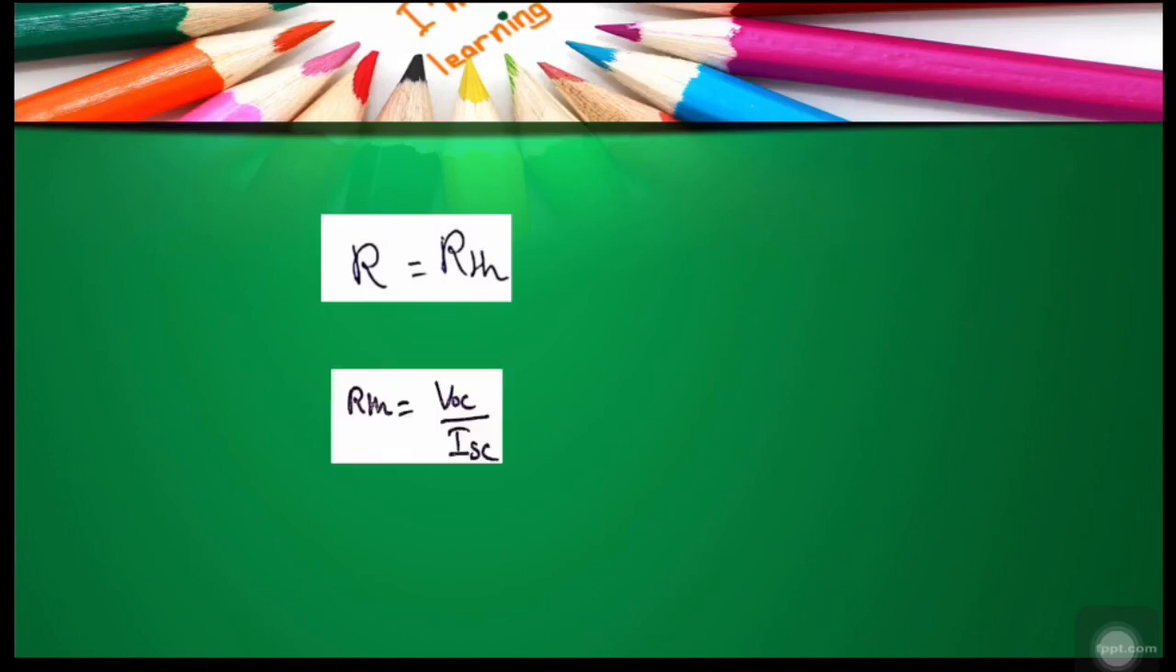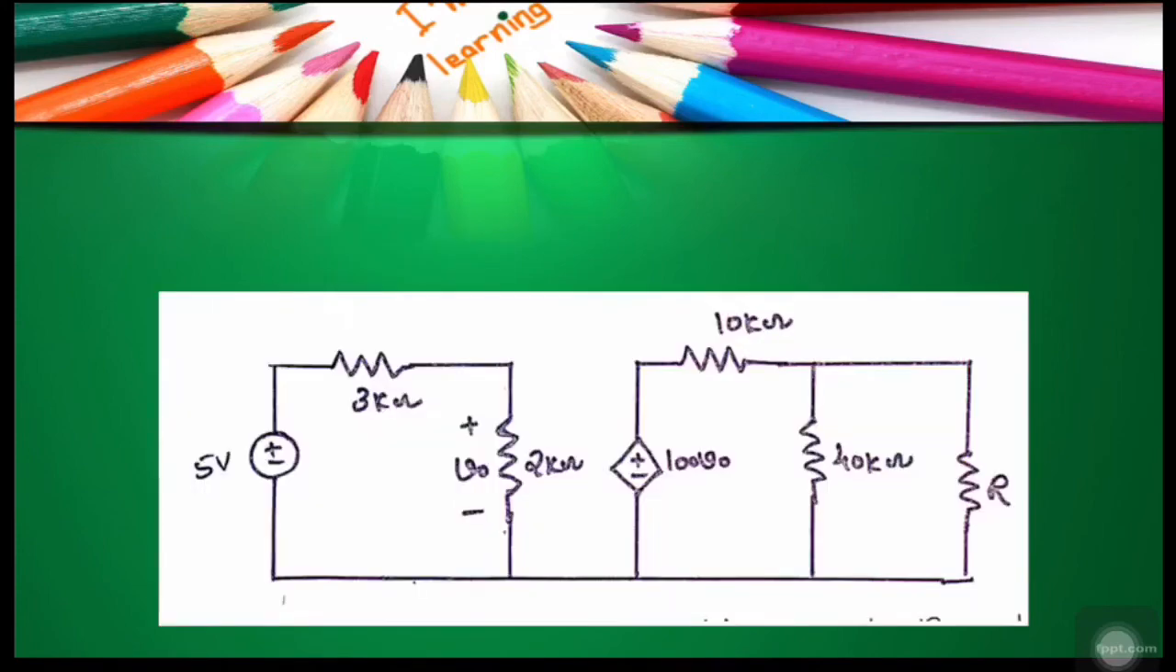As you know, for maximum power transfer, R should be equal to RTH, and since we have dependent sources present in the network, RTH should be calculated by using the formula VOC by ISC, where VOC or VTH is the open circuited voltage across the open circuited load terminals and ISC is the short circuit current across the load terminals. Now have a look at the network given in the question. This is our load resistor.